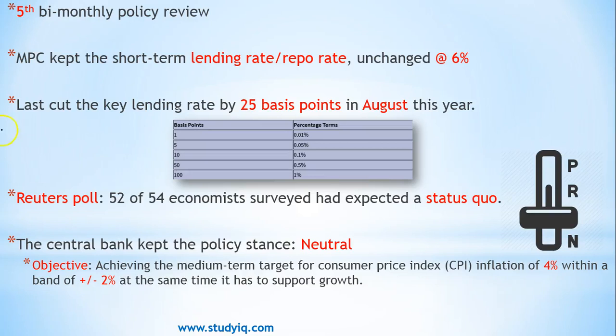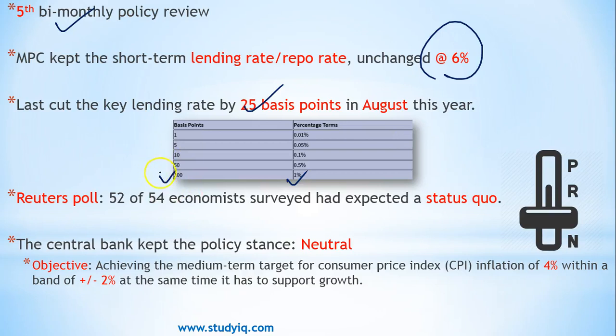Now coming to this monetary policy, dear friends, this is the 5th bi-monthly policy review, right? We know the repo rate is kept unchanged at 6%, and I was talking to you about this 25 basis point, and you hear these things, right? Basis point this and basis point that. What this is all about: 100 basis points basically means 1%, right? So when you say that there was a reduction of 25 basis points, then you know that we are talking about 0.25%, isn't it?